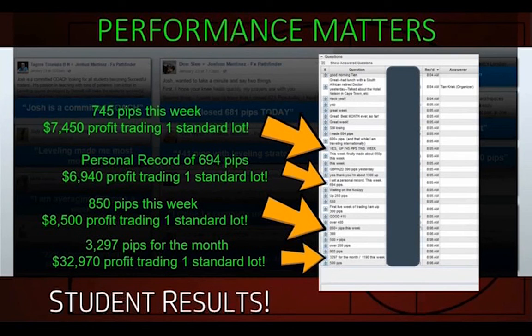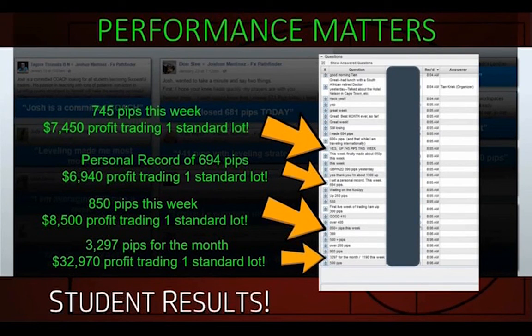That's 32,000 on a standalone. Let's say all you did was trade a mini lot. Well, that's still over $3,000. In 1 month's time, you more than pay for the cost of the education. You still have the months and months of education and tutelage and mentorship to go. This is an incredible program.